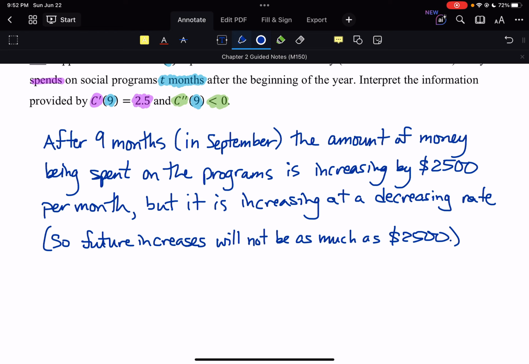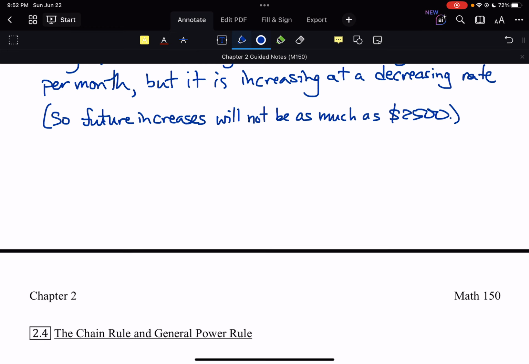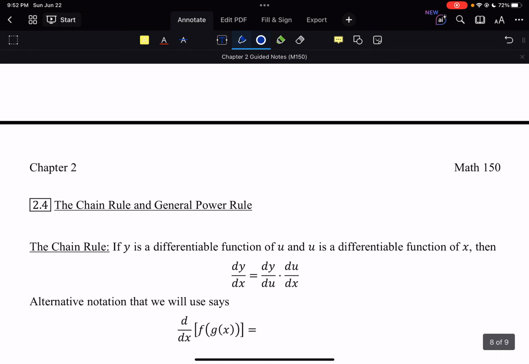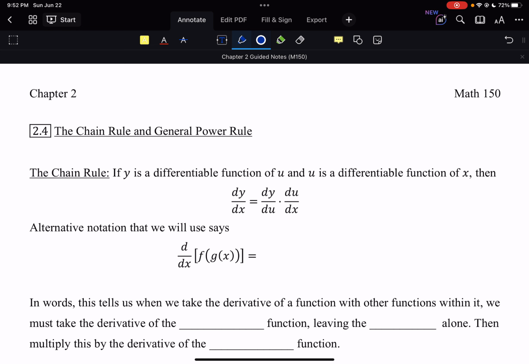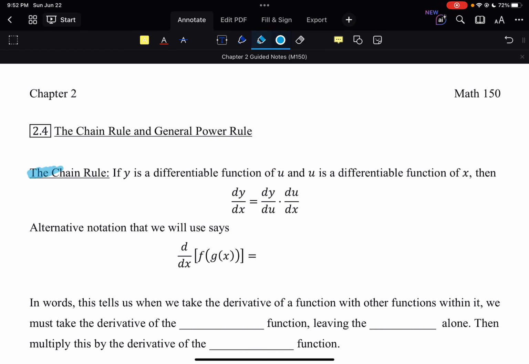All right, so that is the end of section 2.3. So now let's head into section 2.4. And we've got a couple more rules to look at. In particular, one of the more important rules in derivatives and differentiation, and that is the chain rule. The chain rule helps us take derivatives when you have functions inside of other functions. This is really powerful when you have more complicated functions.